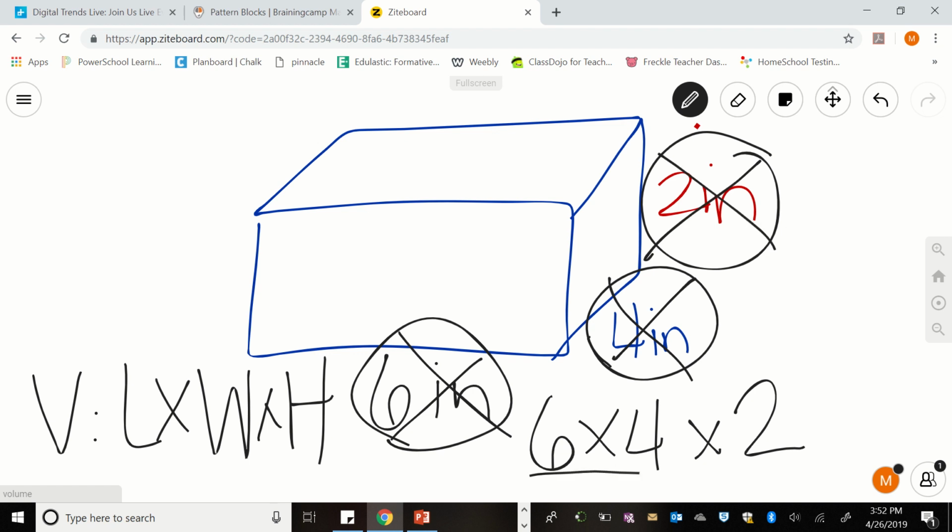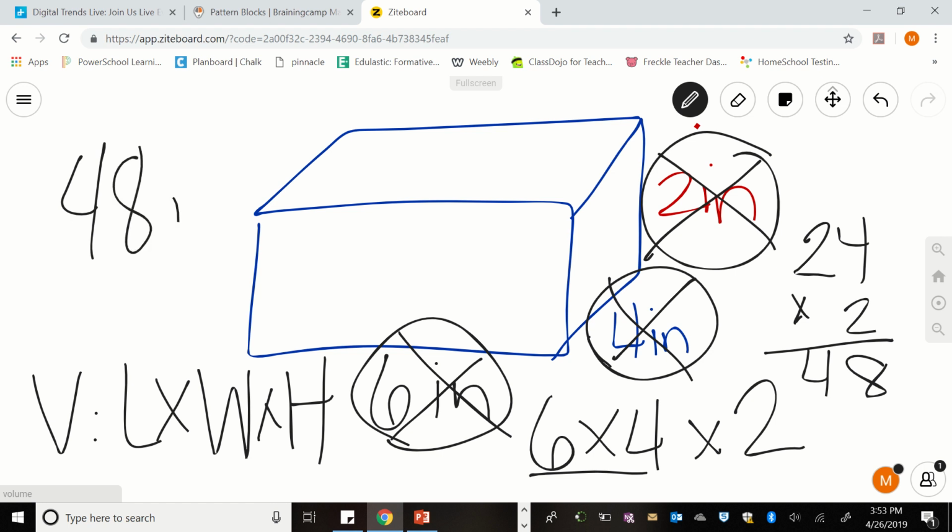I know 6 times 4 is 24, and 24 times 2 is 48. But I am not done. You have to be sure to put your unit measurement on there. It is 48 inches, not squared, but cubed, because we are dealing with volume this time.